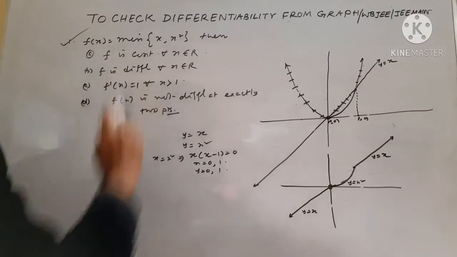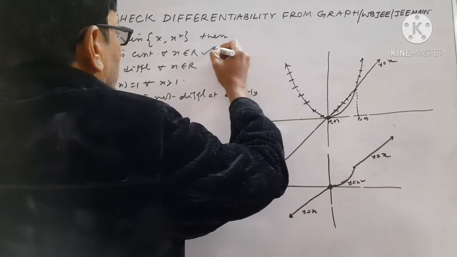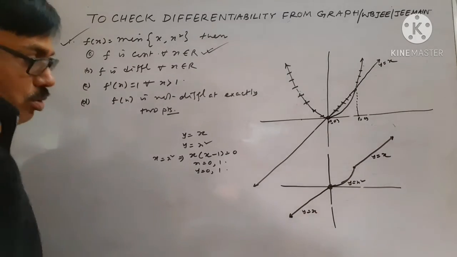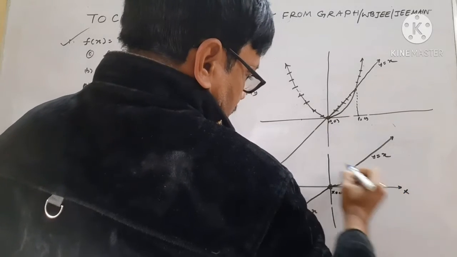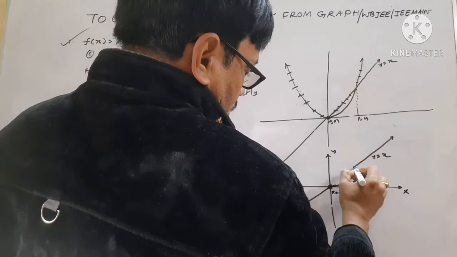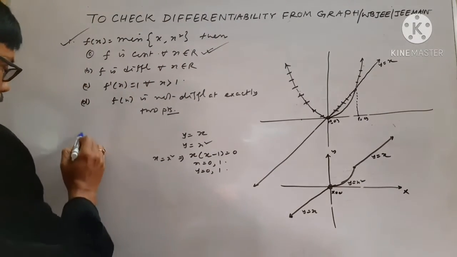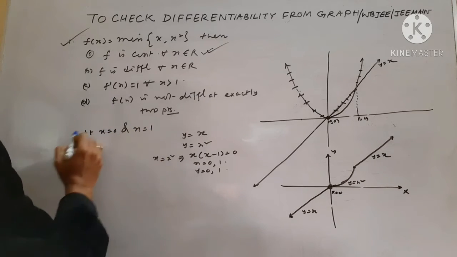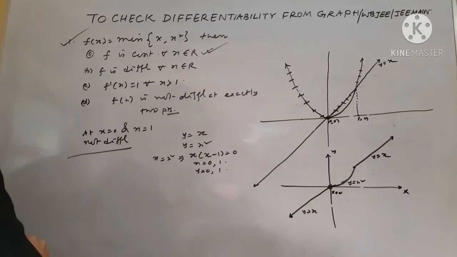So look, f is continuous for all x. So there is no break point. So option 1 is correct. F is continuous. Now look, at x equals 0 there is a sharp corner, and at x equals 1 there is a sharp corner. So it is not differentiable at x equals 0 and x equals 1. Not differentiable.